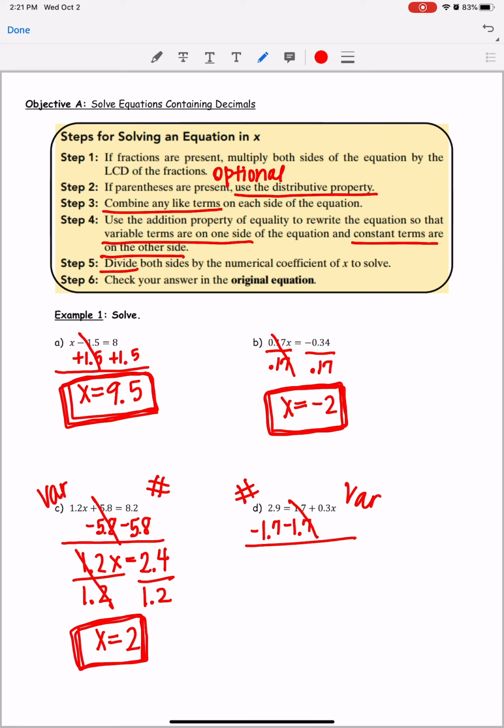So, we will get 1.2 equals 0.3x. And then my last, so we've done that now, right? Variables on one side, my constants on the other side. So now divide. We're going to divide by 0.3 on both sides. And we'll get 4 equals x, or x equals 4.